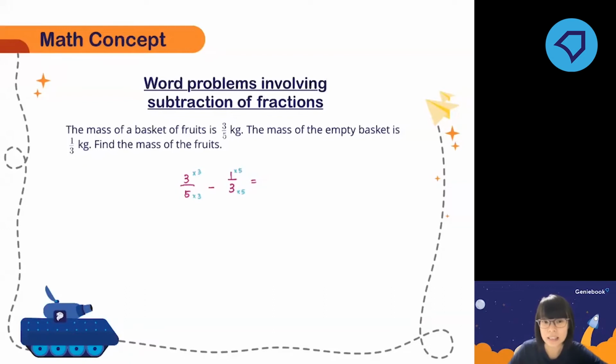Okay, so let's take a look at the equivalent fraction. We have 9 over 15 minus 5 over 15. And what do you guys get? What should the final answer be? 9 over 15 minus 5 over 15. That will give you, yes, all of you give me the answer. You guys are correct. So 9 minus 5 is equals to 4. Denominator remains the same. So this will be 4 over 15 kg. Okay, 4 over 15 kg.